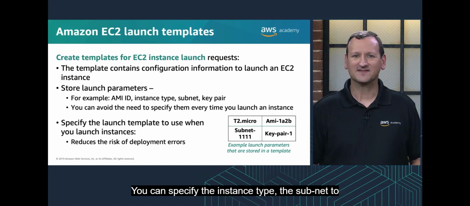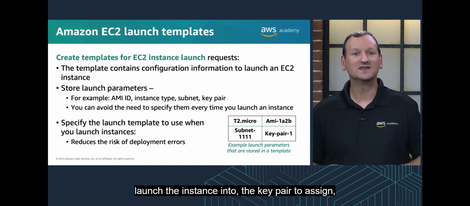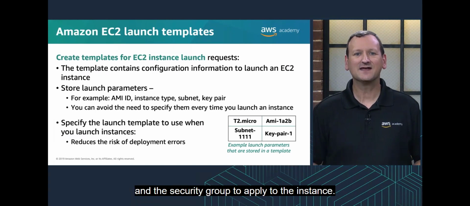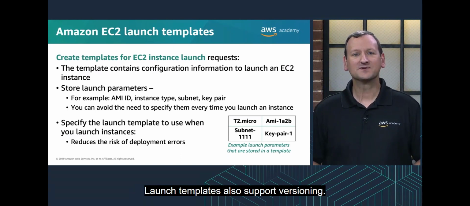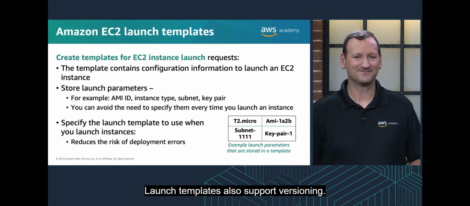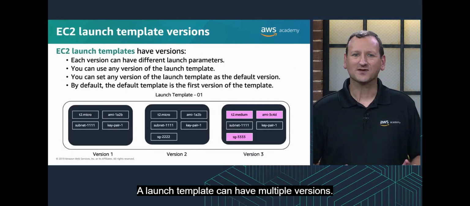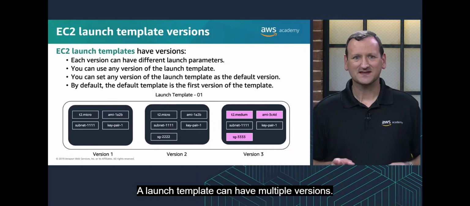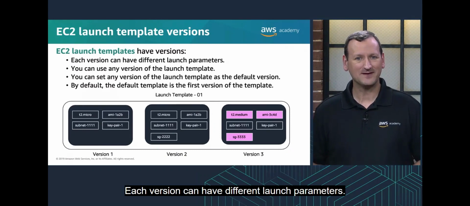You can specify the instance type, the subnet to launch the instance into, the key pair to assign, and the security group to apply to the instance. Launch templates also support versioning. A launch template can have multiple versions. Each version can have different launch parameters.